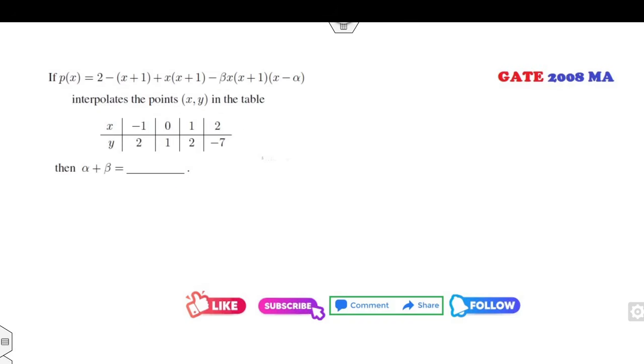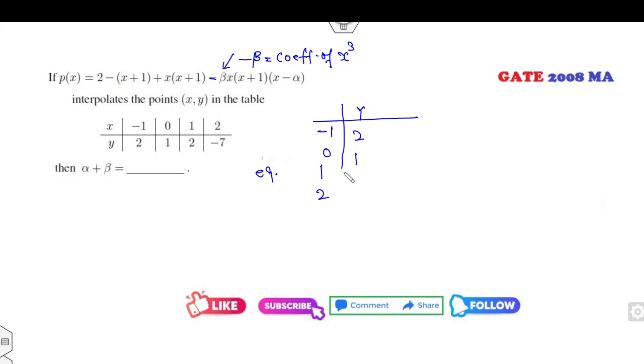Again, you can see alpha and beta. What is that? Minus of beta is nothing but my coefficient of x cube. Fine. So firstly, I can draw the table quickly. x: minus 1, 0, 1, 2. You can see they are equally spaced. y: 2, 1, 2, minus 7.